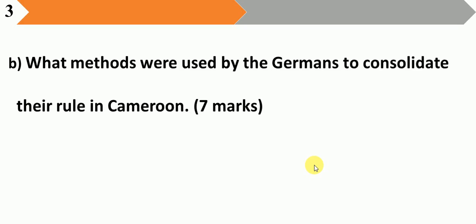Today, we shall be looking at a question in front of you. What methods were used by the Germans to consolidate their rule in Cameroon? This question carries 7 marks, meaning you have to provide 7 solid points to make the marks.